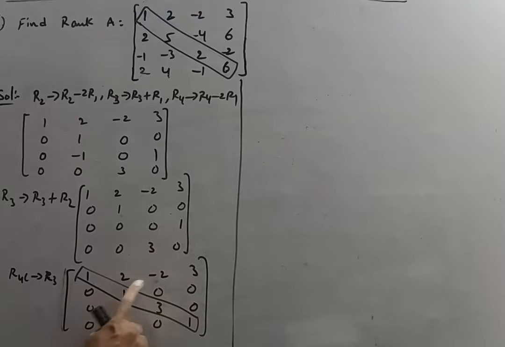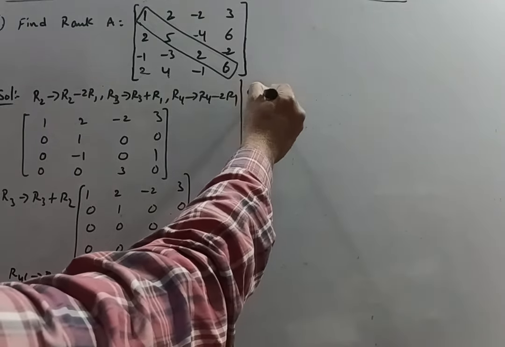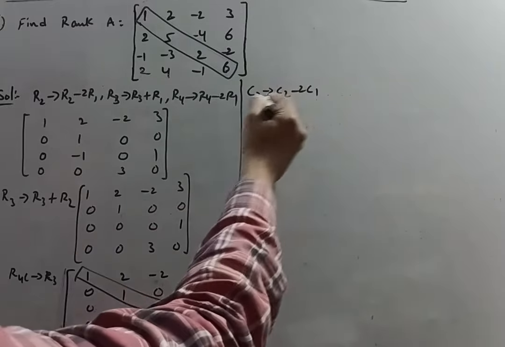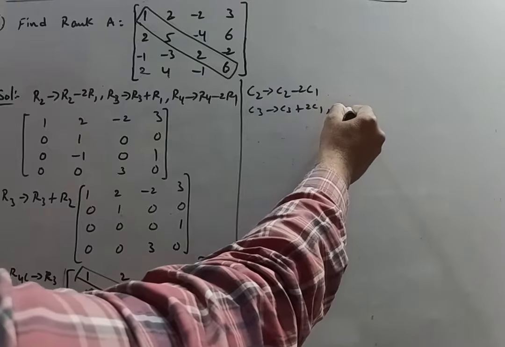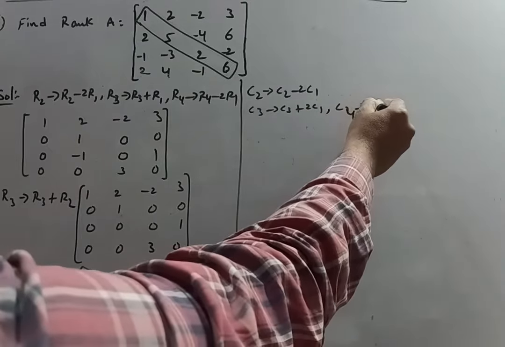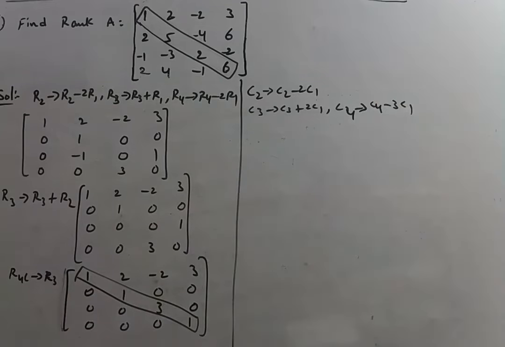Now these 3 places we have to make 0. This is C1, C2, C3 and C4. If you want to make these 3 places 0, you have to use C1 only. Whenever you want to make these 2 places 0, C2. Whenever you want to make 0 over here, you have to use C3. So first make these 3 places 0. What do I get here? C2 changes to C2 minus 2C1. C3 changes to C3 plus 2C1. C4 changes to C4 minus 3C1.